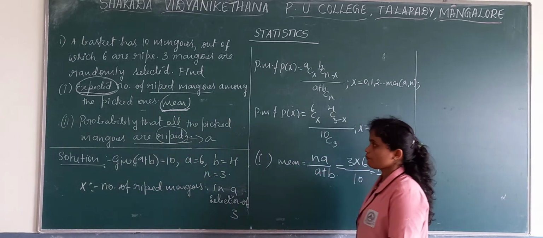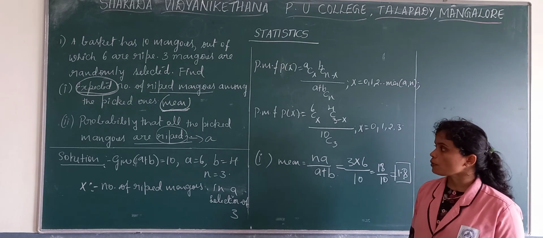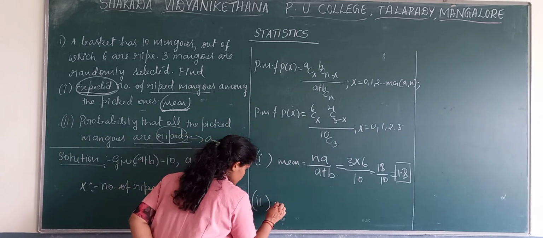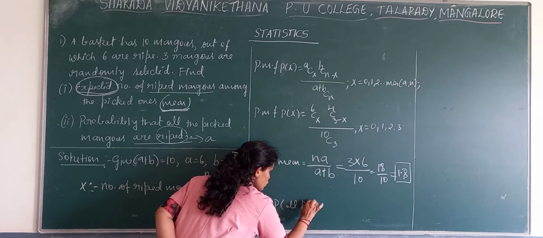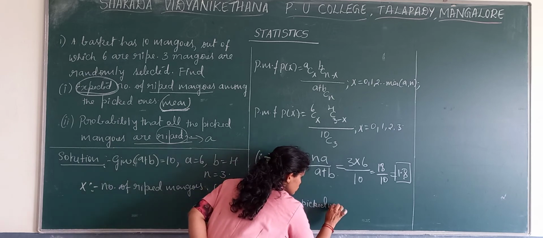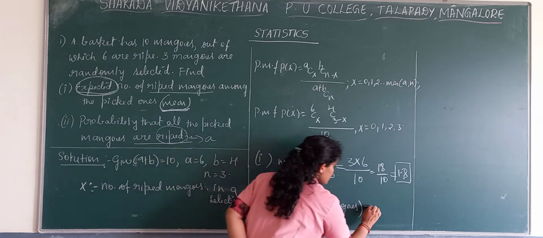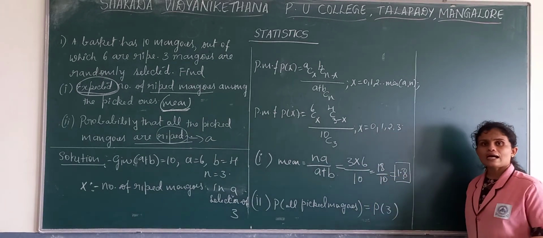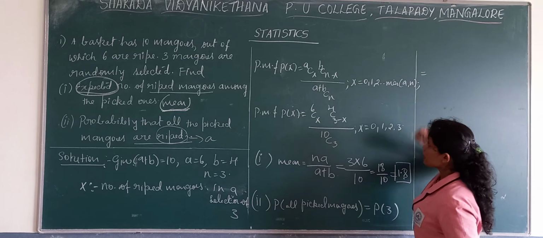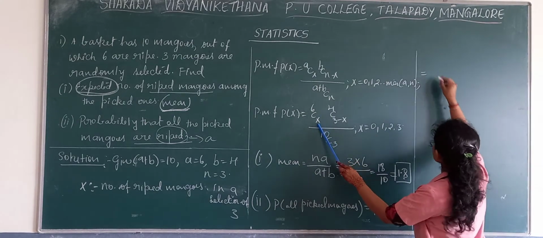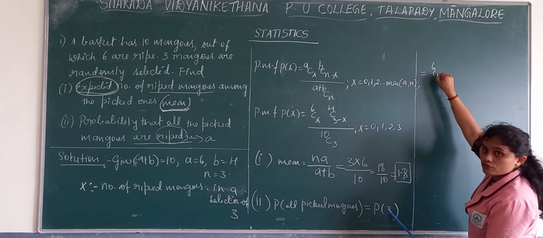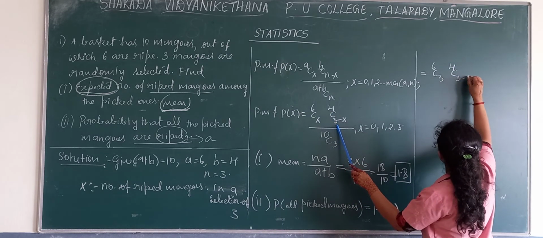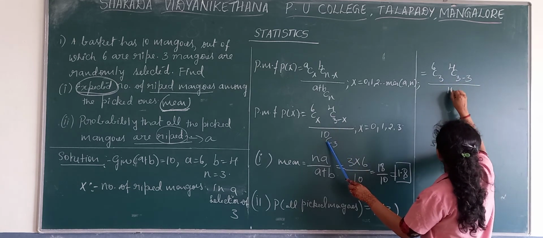Second question, move to the second question. The probability that all picked mangoes are ripe. According to the second question, all picked mangoes means P of 3, the probability of all 3 being ripe mangoes. Now, see the probability mass function: 6Cx, in the place of x we substitute 3, into 4C, 3 minus x is 3 minus 3, divided by 10C3.